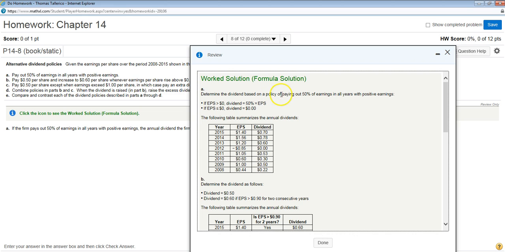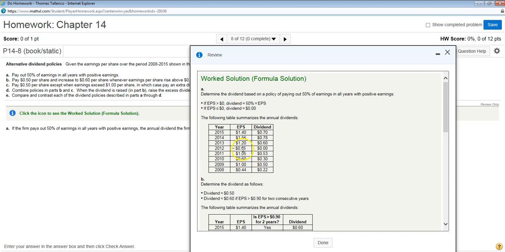It says determine the dividend based on a policy of paying out 50% of earnings in all years with positive earnings. So here's the earnings per share, and they're all positive except for 2012, from what I could see. So you pay out 50% times the earnings per share. So 50% of $1.40 is 70, and 50% of $1.56 is 78, and so on.